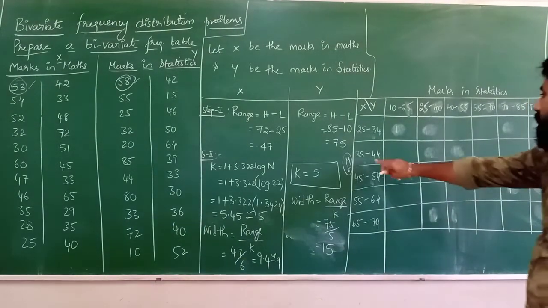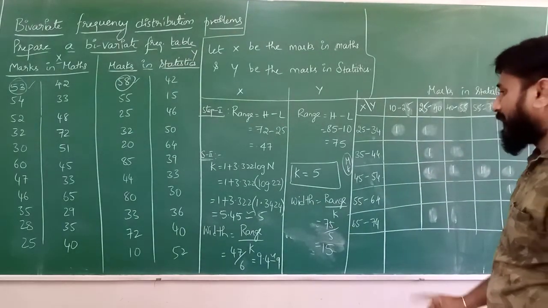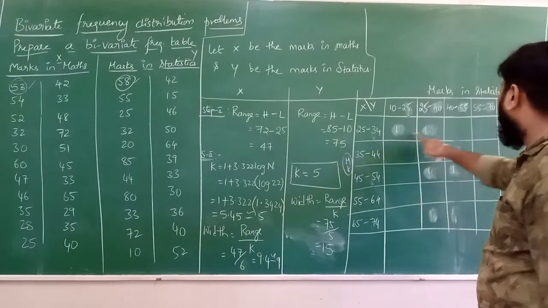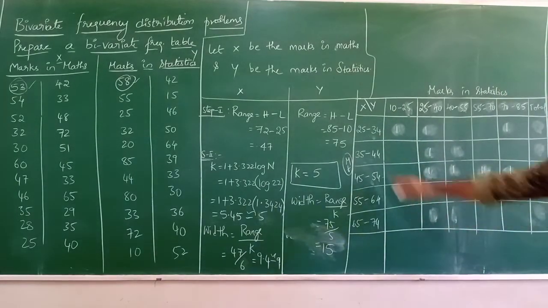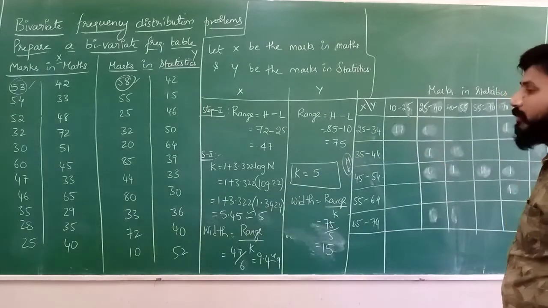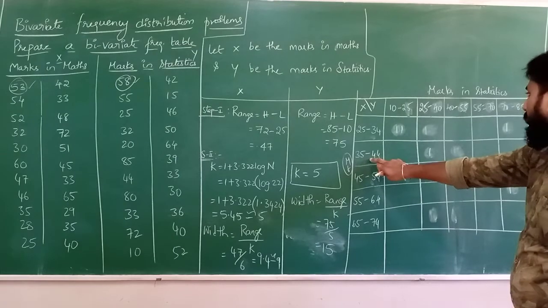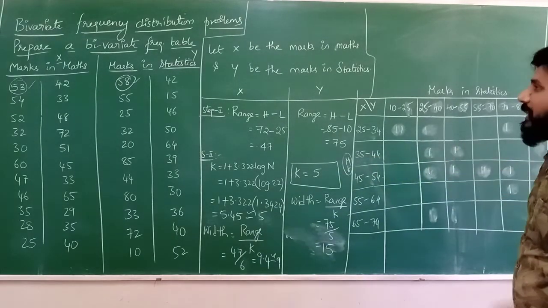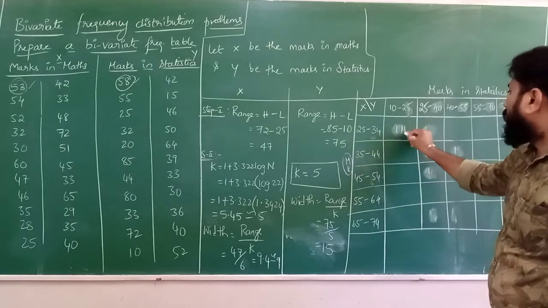35, 33. Here one tally. 28, 72. Here one tally. 25, 10. Here one tally. 42, 42. Here one tally. 33, 15. Here one tally.